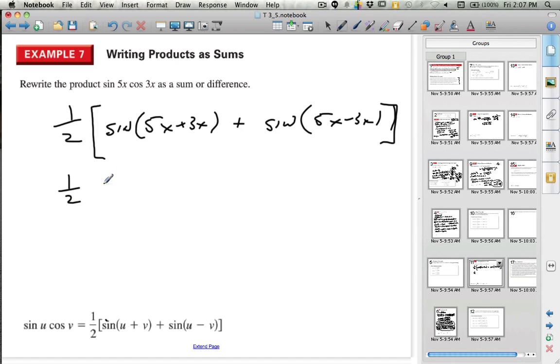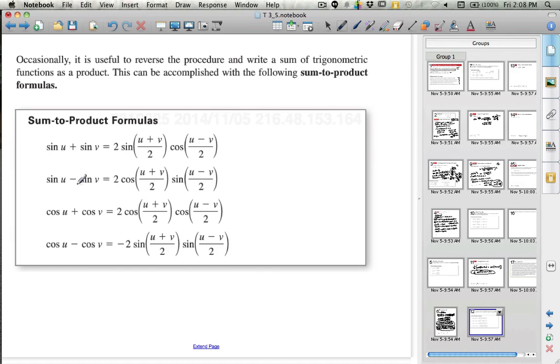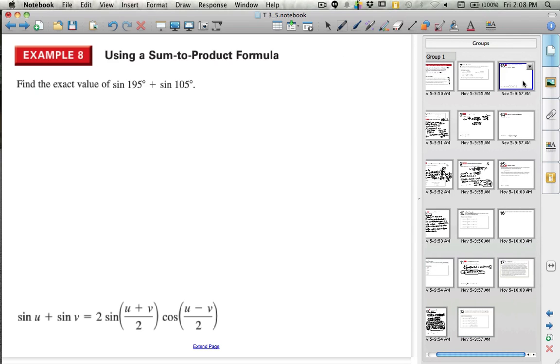So it's going to be 1/2 of sine 5x plus 3x would be 8x plus sine of 2x. So we also have sum to product formulas. So we can have sine plus sine, sine minus sine, cosine plus cosine, or cosine minus cosine. And that will allow us again to simplify in other ways. So let's take a look at using those.